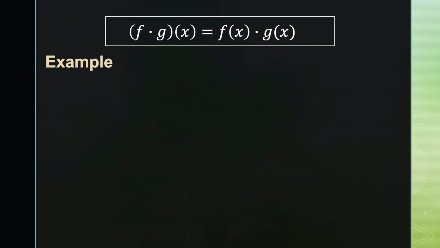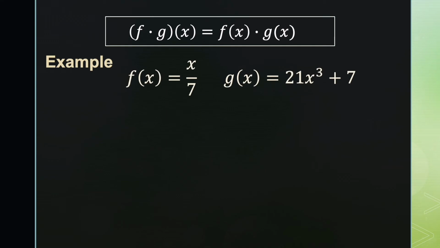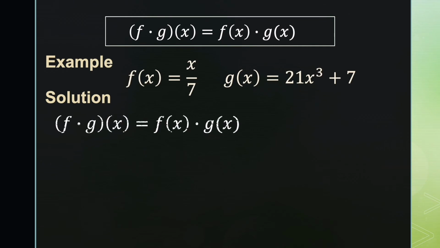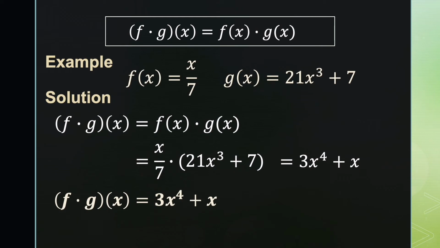Now let's have another example. Let f of x equals x over 7 and g of x equals 21x cubed plus 7. By definition of product, fg of x equals f of x multiplied by g of x. Substituting the values of f and g, we have x over 7 multiplied by the quantity 21x cubed plus 7. Multiplying the terms, we have fg of x equals 3x raised to 4 plus x.